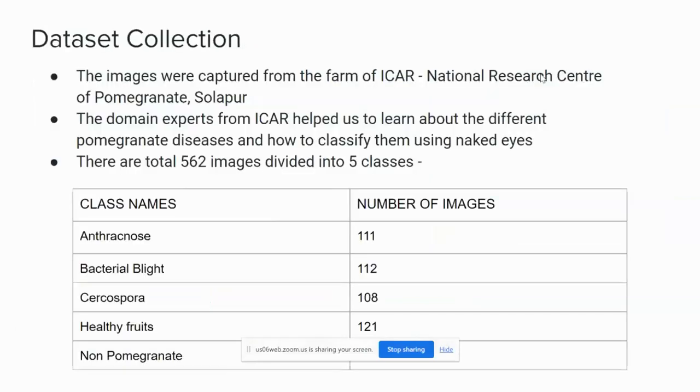So we have collected the data set. Our first task was to collect the data set, and we visited the National Research Center of Pomegranate in Solapur, and we took the help of the domain experts to learn about the different types of diseases in pomegranate and how to identify them. With their help, we clicked images, and in total we have 562 images divided into these five classes.